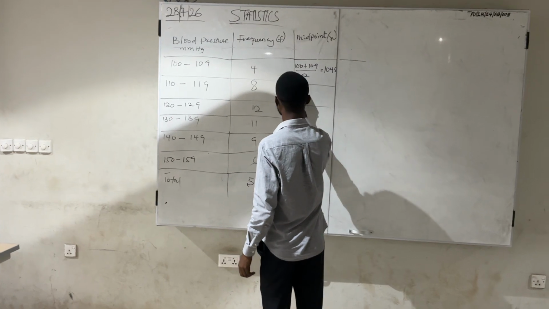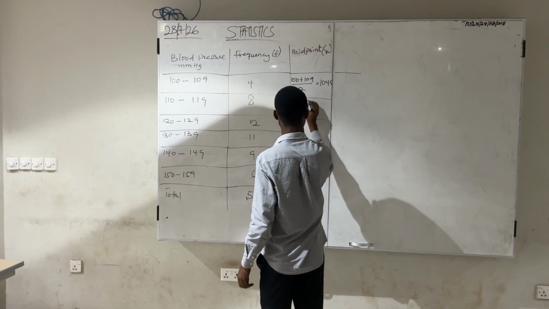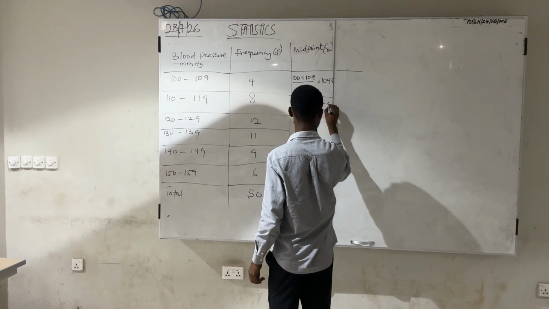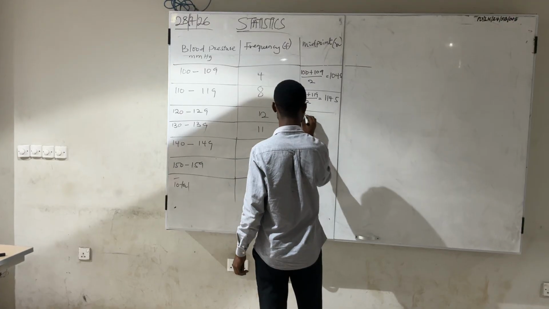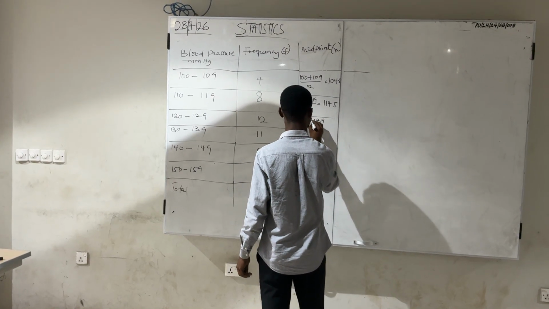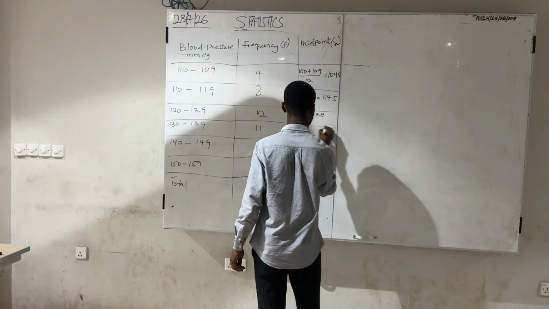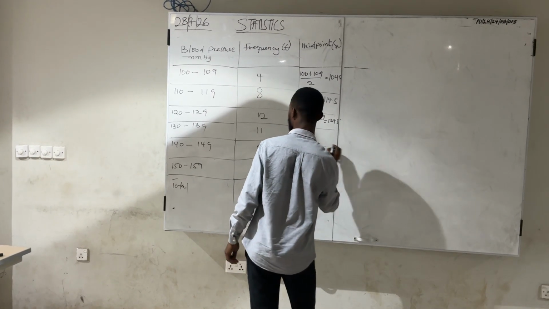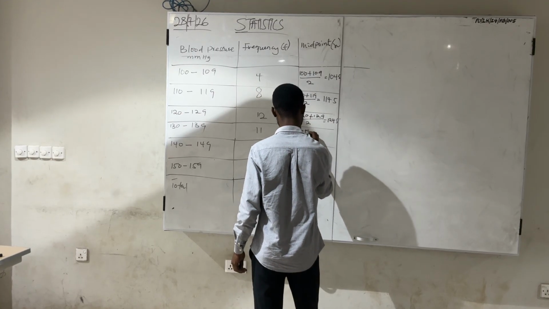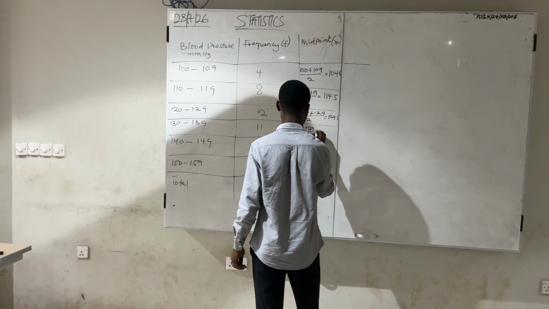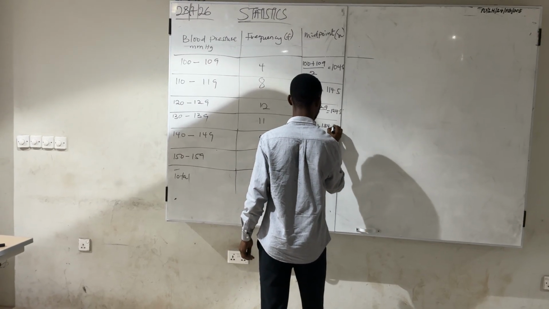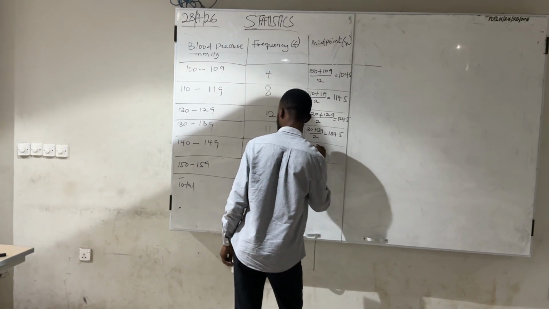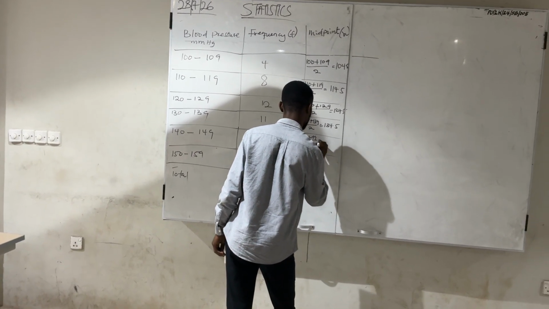Then 110 plus 119, all divided by 2, gives 114.5. Then we have 120 plus 129, all divided by 2, which is 124.5. Then we have 130 plus 139, all divided by 2, which is 134.5. Then we have 140 plus 149, all divided by 2.